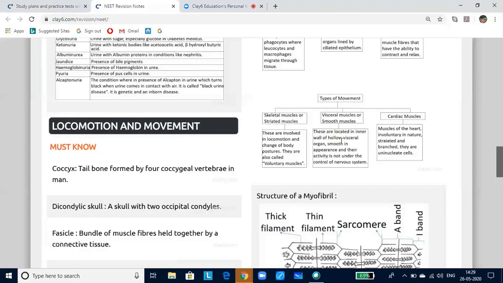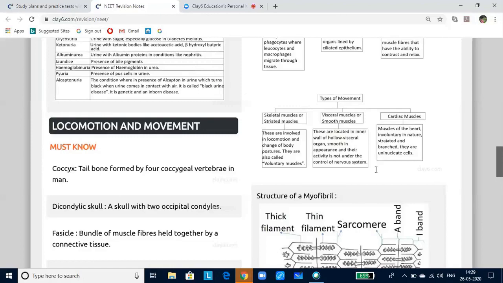Cardiac or heart muscles. These muscles are found in the heart wall. Structurally, they resemble striated muscles, but functionally, they are like smooth muscles. Each cardiac fiber is a short, cylindrical, uninucleate structure. They are placed end to end in rows.